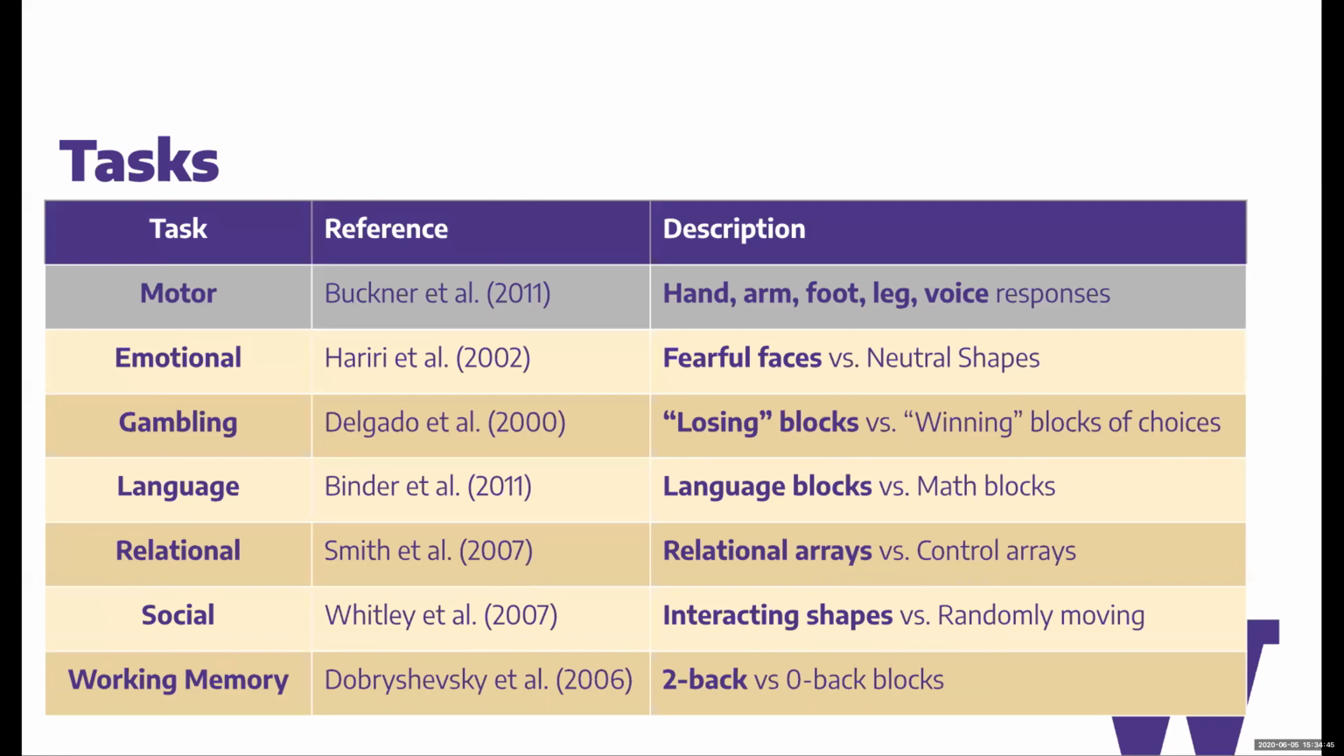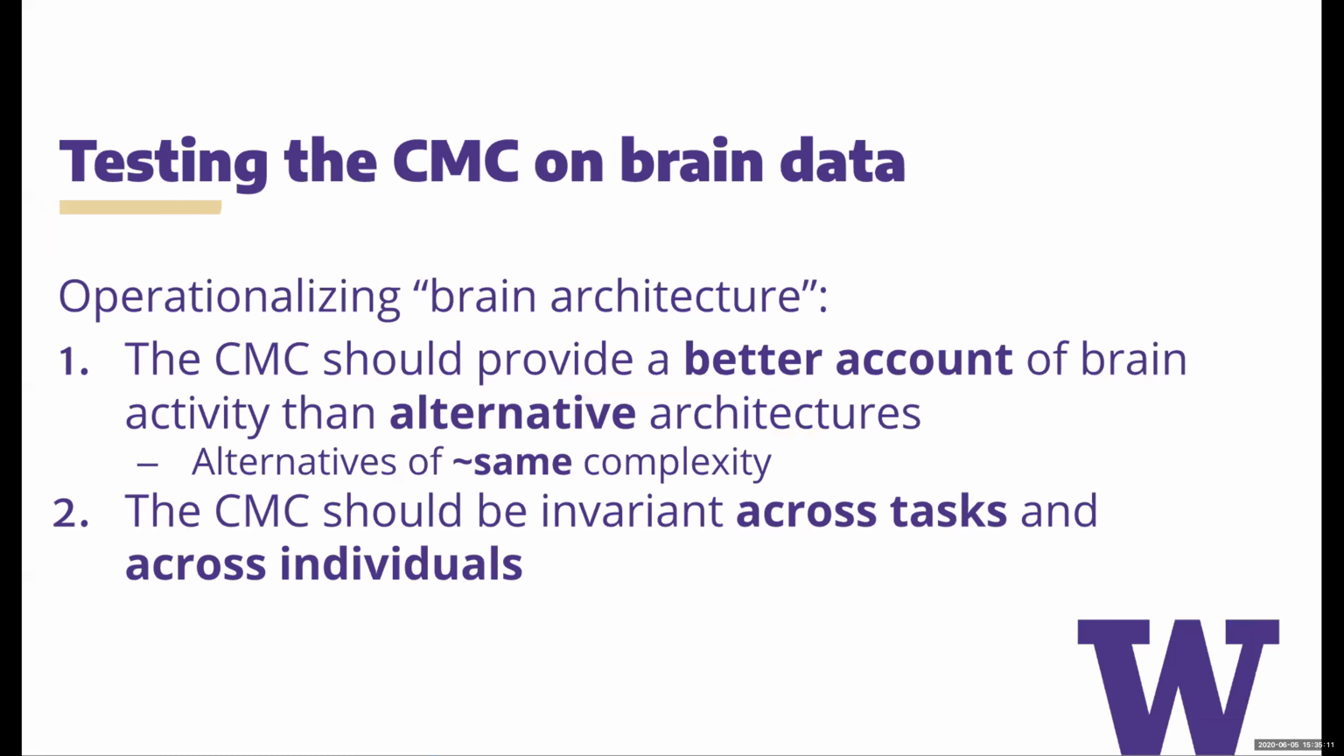But even if we ignore the motor task, the other 6 tasks are still covering quite a wide range of cognitive skills and components. And if we can have a model that is providing a good general account of the structure of the brain, then it should provide good predictions across this full spectrum of tasks.